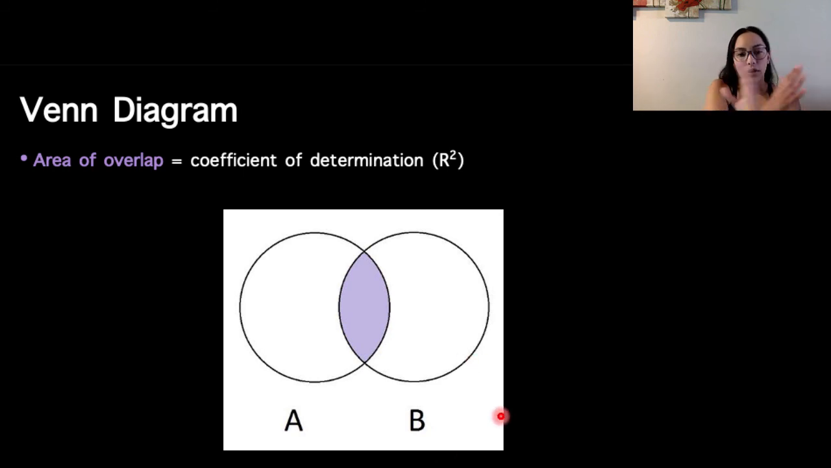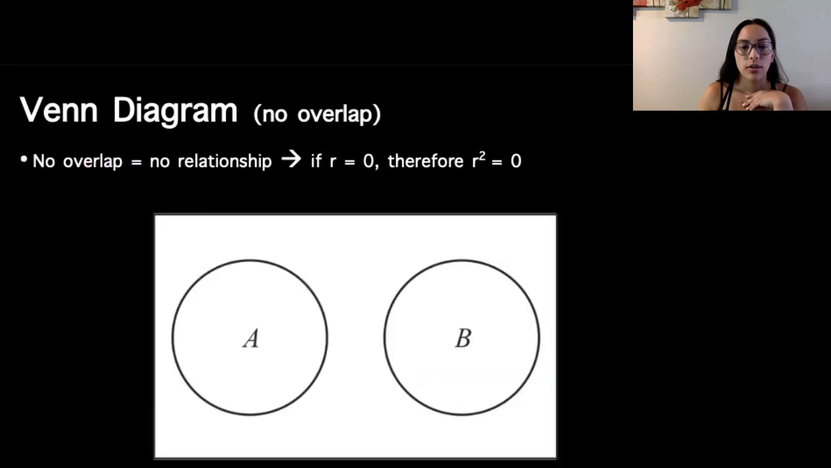The amount of overlap is going to tell us how strong the relationship is, or how much variance is explained from one variable based on its relationship with another one. So if we have zero overlap between variables, that would mean we have no relationship, because if R is equal to 0 and we square 0, R squared would be 0. So no relationship, no overlap.